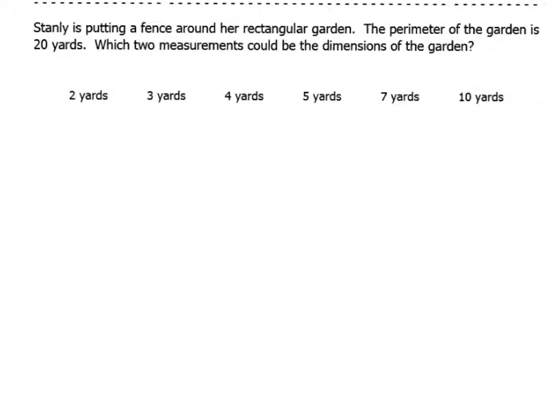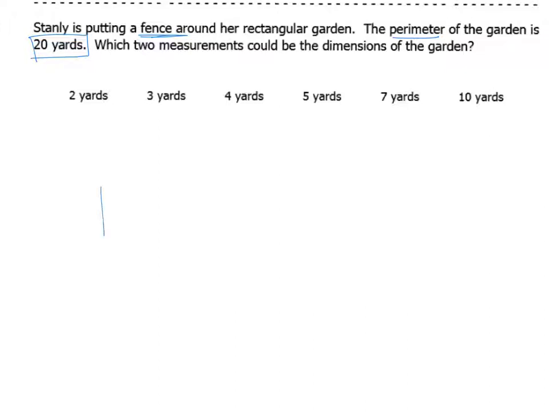This is a more challenging problem. The more challenging problems won't necessarily tell you the length and the width, and instead they'll tell you either the area, the perimeter, and maybe one of the sides. So in this particular problem it says, Stanley is putting a fence around her rectangular garden. The perimeter of the garden is 20 yards. Which two measurements could be the dimensions of the garden?